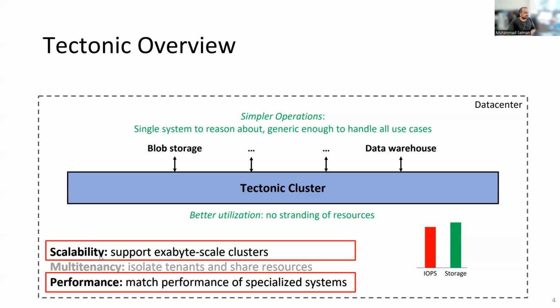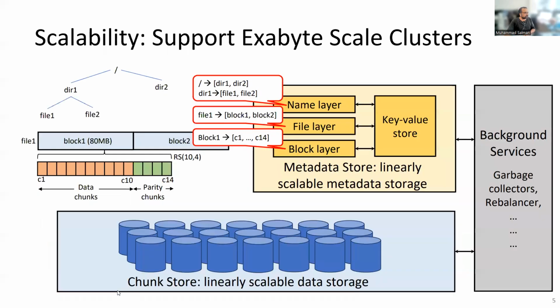So here they address the scalability and the performance. The first one is the scalability. For the scalability, first let's understand what this thing is. The file is stored in blocks. Each block has 80 MB, and there are multiple blocks in one file. Each block has a lot of chunks, where some of them are data chunks and some of them are parity chunks. Now we have a big cluster for storing data. They call it the chunk store, whether it is blob storage or the data warehouse, they call it all a chunk store.